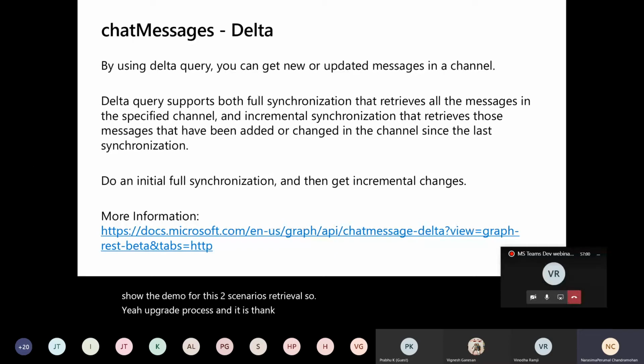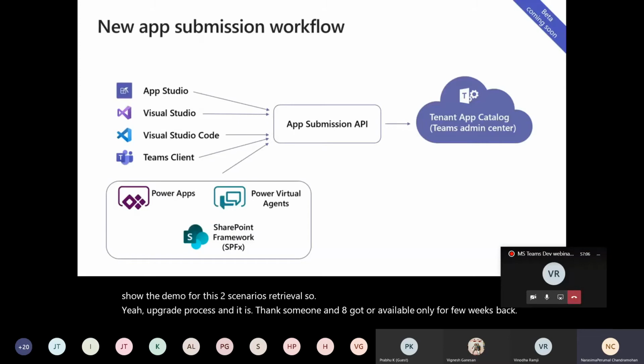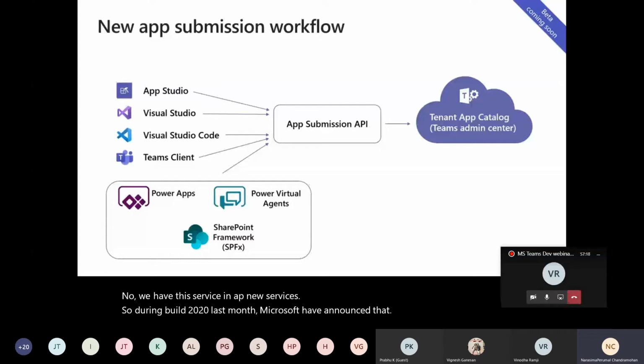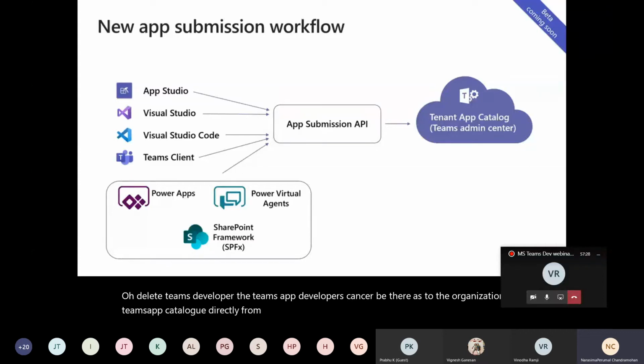Now we have the new Submission API. During Build 2020 last month, Microsoft announced that Teams app developers can submit their apps to their organizational Teams app catalog directly from Visual Studio Code or Visual Studio, whatever the developer is using. Apart from that, he can submit it from App Studio, or he can submit a Power App as a Teams app, or he can submit a Power Virtual Agent as an app in Teams.